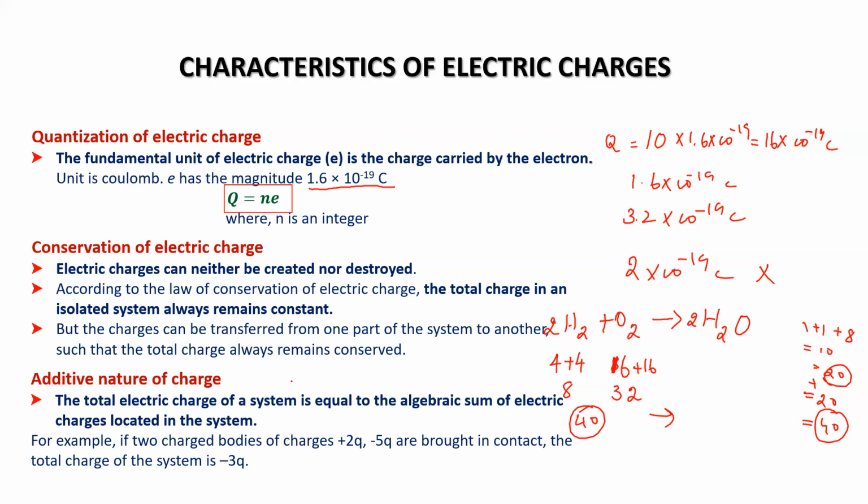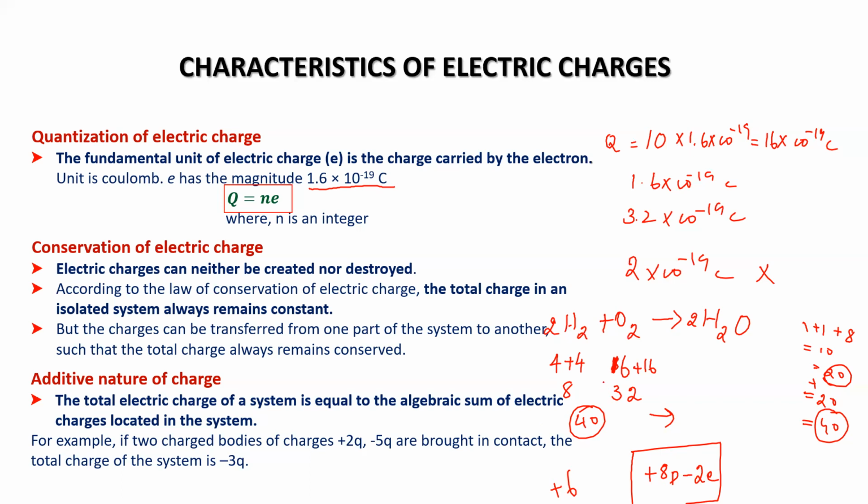Let's see the next one. It's the additive nature of charge. The total electric charge of the system is equal to the algebraic sum of the electric charges in the system. So think about one small system like this. Inside it, if you have 8 protons and 2 electrons, what will be the net charge? 8 plus 2 minus, so plus 6 is the net charge of the system. So this is the additive nature of charges, right?